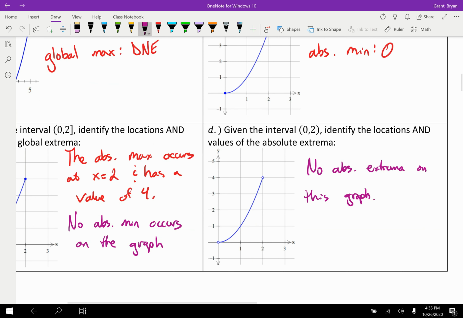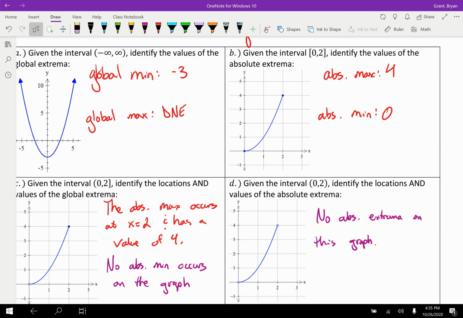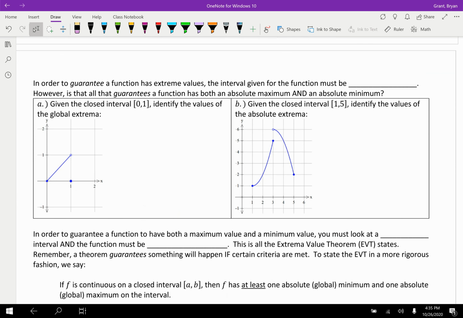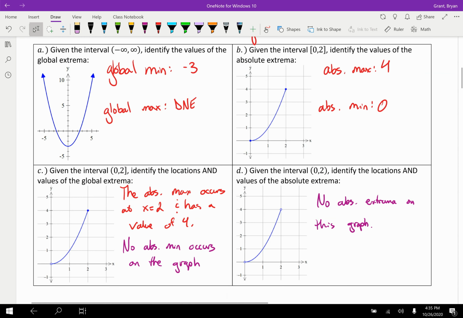Well, hopefully you're getting a better idea of what it means to have an absolute max and absolute min, or global max and global min. So let's take it a step further. We want to see what has to happen to guarantee that a function has extreme values, specifically that it has an absolute max and absolute min. So looking up here, what seems to have to happen?